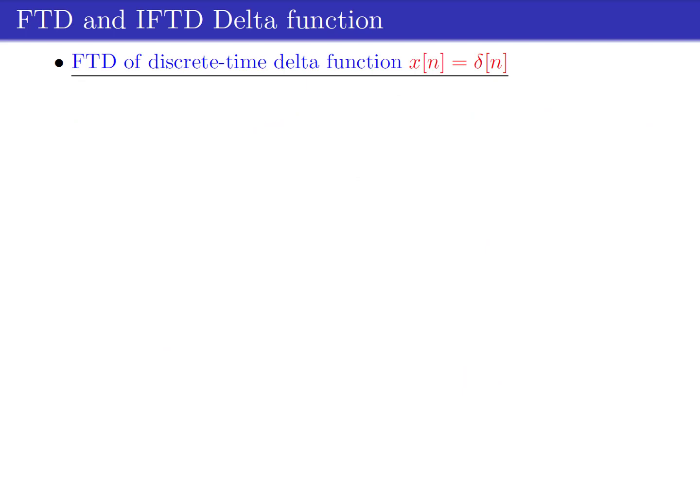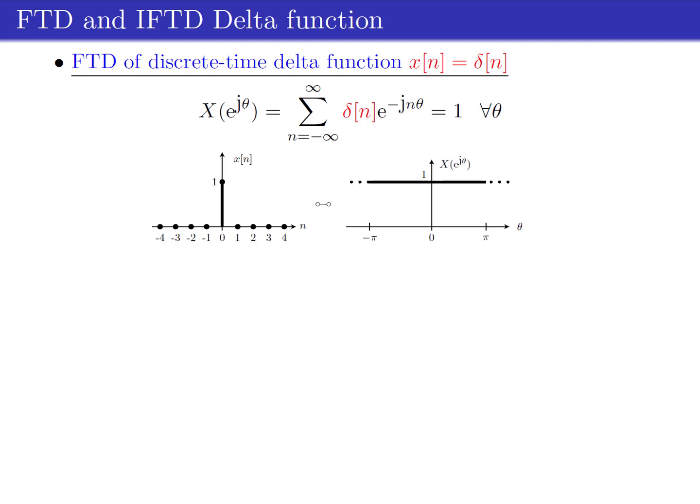One of the signals that is used most often is the delta function. Because this function is only 1 for index n is 0 and 0 for all other indices, the DTFT results into 1. This implies that the delta function in time domain contains all frequencies θ in frequency domain. This effect is represented in the figure.